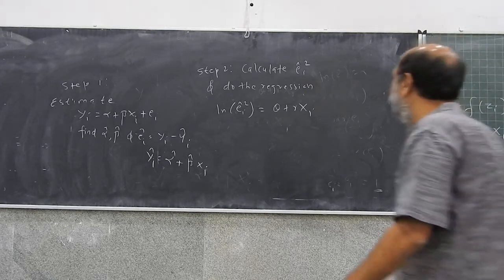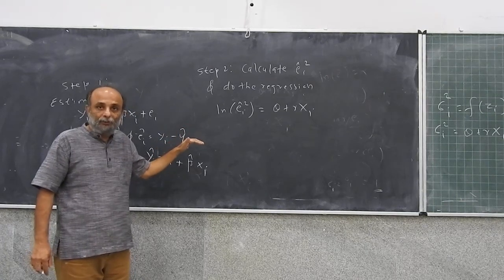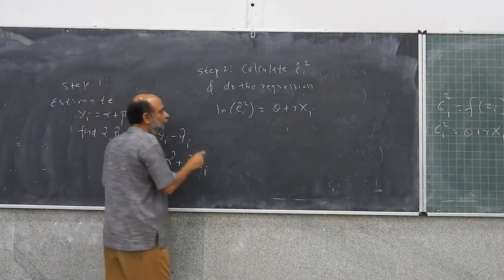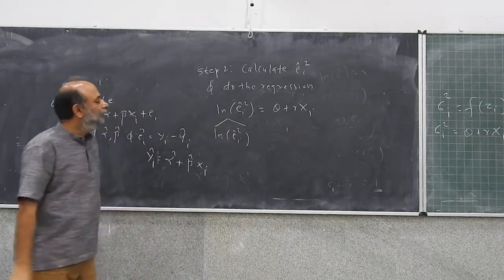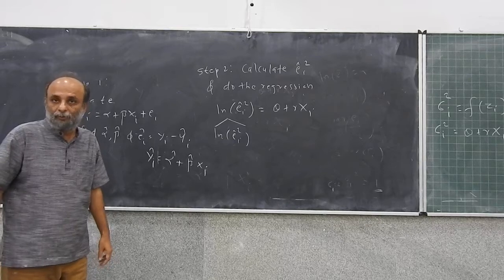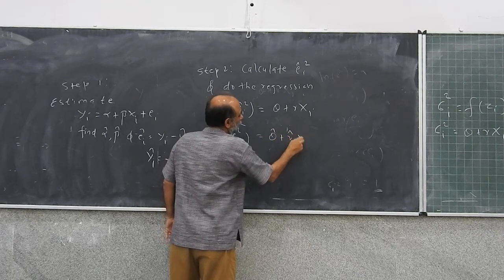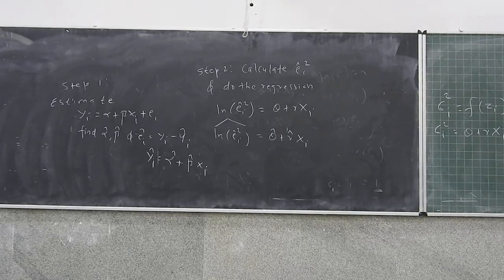Sure? Right? So now, once you do this, you get the parameters theta plus gamma xi. Find the estimated value of this, which is theta hat plus gamma hat xi. Right? Sure? Right?